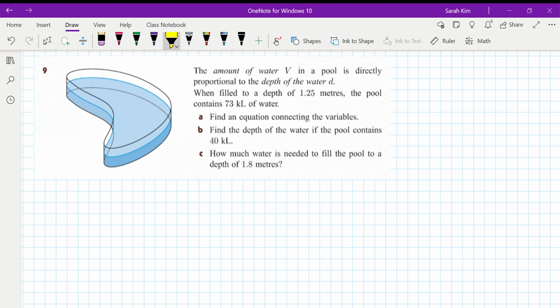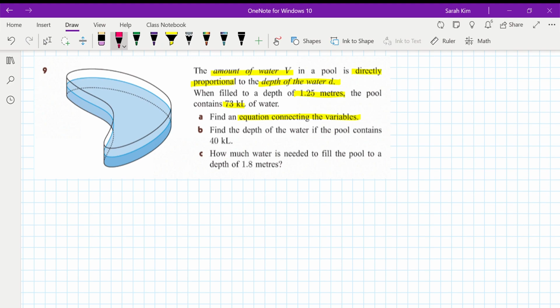But let's begin. The amount of water V in a pool is directly proportional, so we're using direct proportion, to the depth of water D. So we're using those two values. When filled to a depth of 1.25 meters, the pool contains 73 kiloliters of water. So that's the ratio we can use. First of all, find an equation connecting the variables.